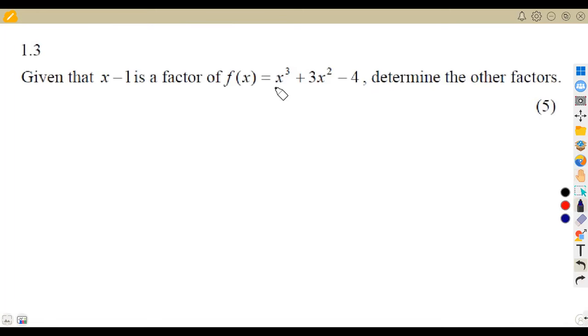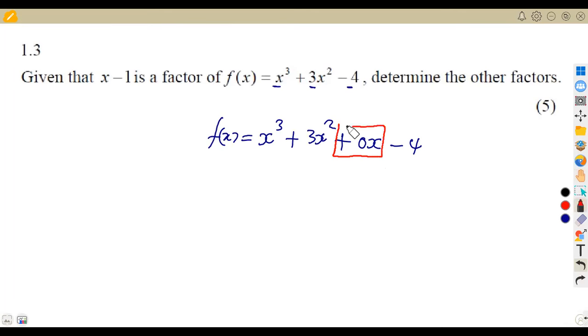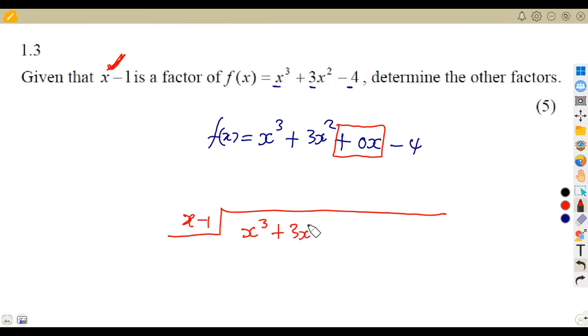Check here, it's our cubic expression. We do not have x here, so you can just write this as f of x is equal to x cubed plus 3x squared plus 0x. You put the part without x as 0x. Exactly. So already you are given that it's a factor. They already gave you a factor, so you are just going to simply divide. But now you're having x cubed plus 3x squared plus 0x minus 4.